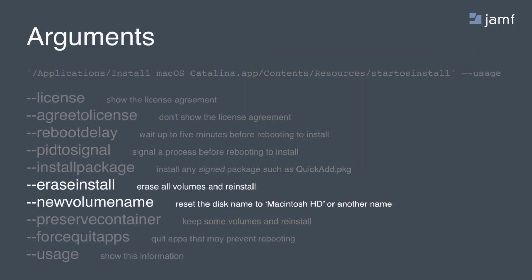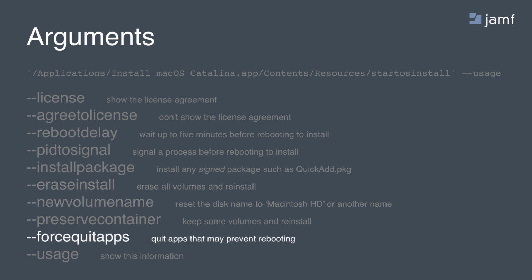Now that's how the erase install feature works. Along with it, we can include the --new-volume-name argument to reset the hard drive name back to Macintosh HD if users have changed it to something else, or if we use a script, we could pull information like the serial number from the Mac and rename the drive to that. Finally, Catalina's StartOS install includes a new feature to force quit any running apps that may prevent the computer from rebooting.